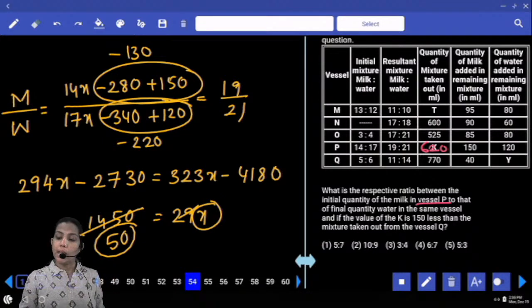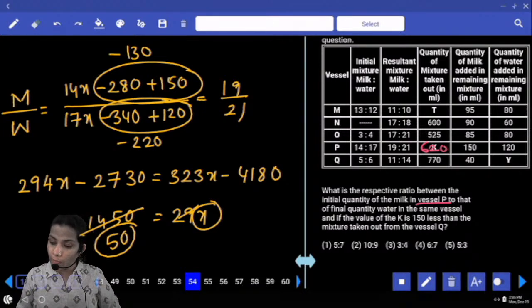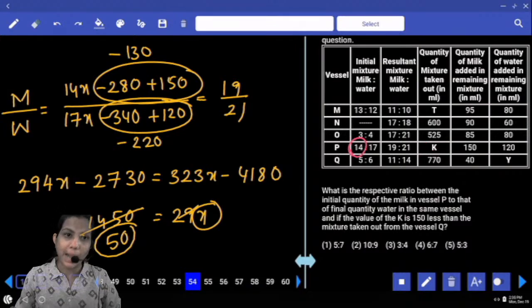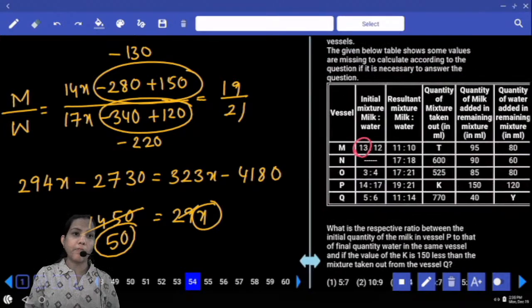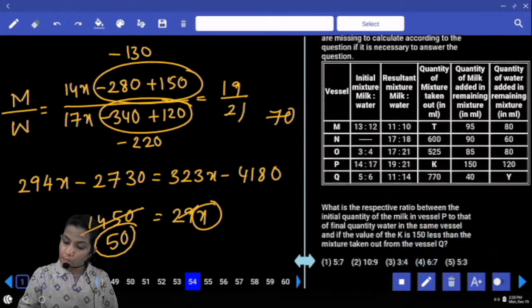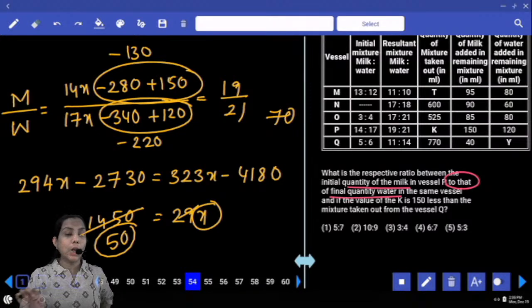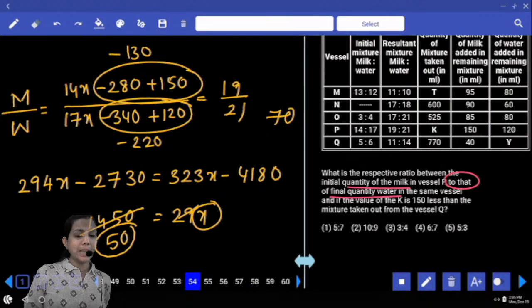Question enti? Respective ratio of the initial quantity of milk in the vessel P. What is initial quantity of vessel P? 14 parts. Ante kada, 14 50s are 700. Next, ikkada question chadivite, ratio between the initial quantity of milk in vessel P to that of final quantity of water in the same vessel. Final quantity of water.